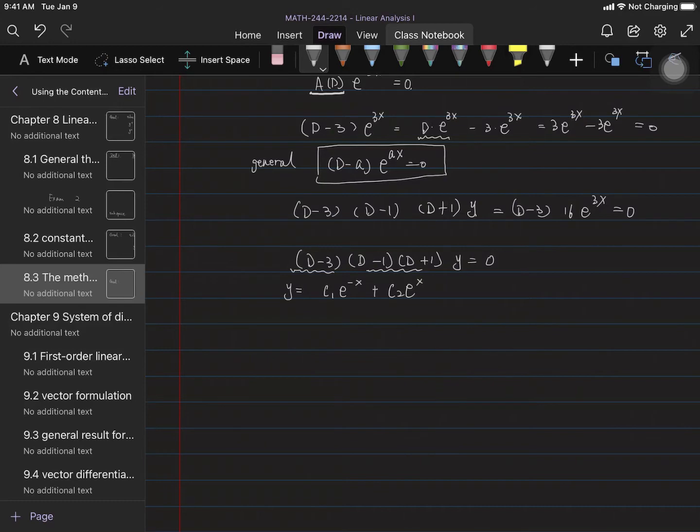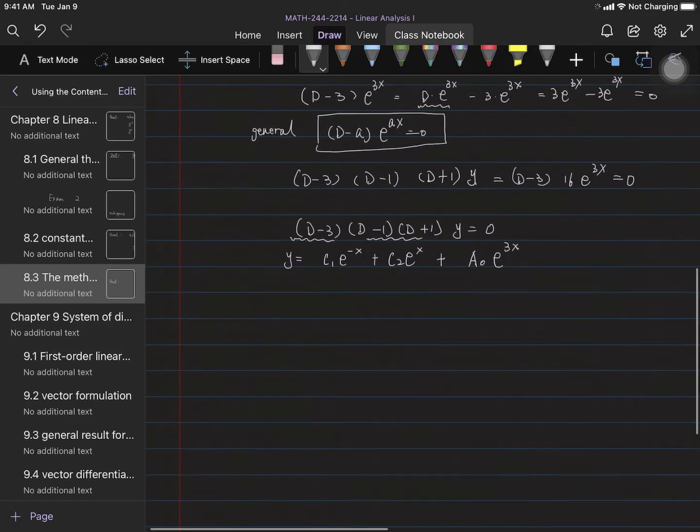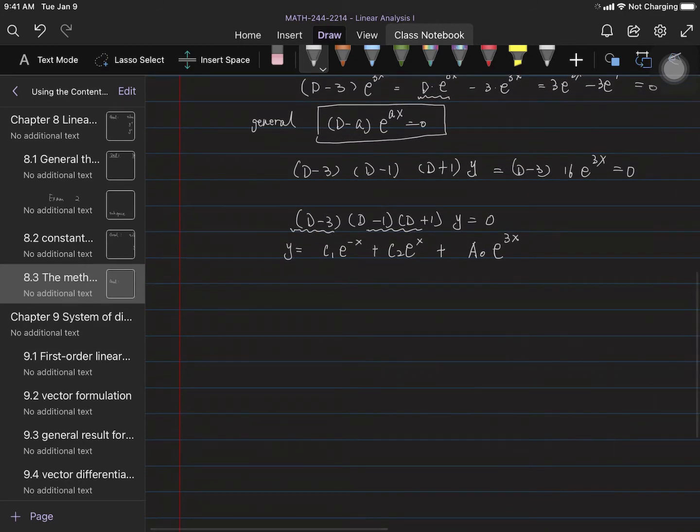C2 e to the x. The order of those two doesn't matter. Okay. And here, for this one, I'm not going to use C3. I'm going to use A. You can use C3, doesn't matter, but I just want to separate from those two. I'm going to use A naught times e to the corresponding to that one should be 3x. Isn't that right? 3x. Okay. This is the solution to this one.